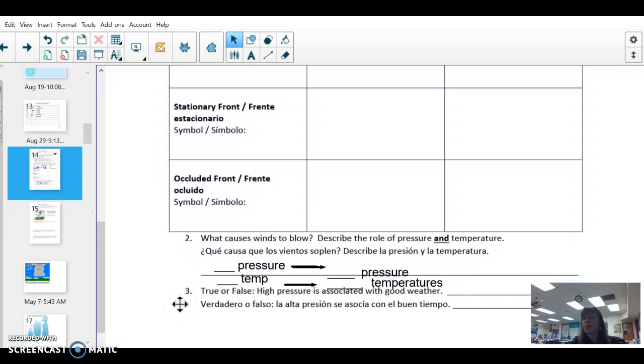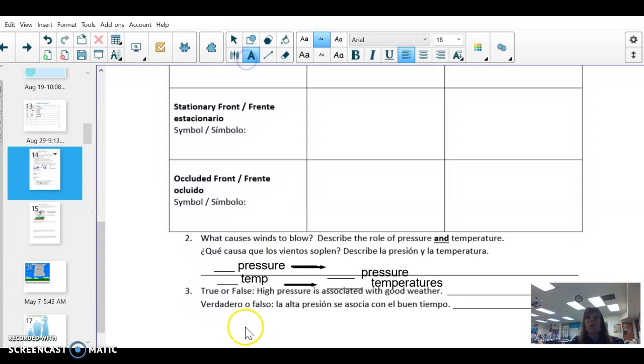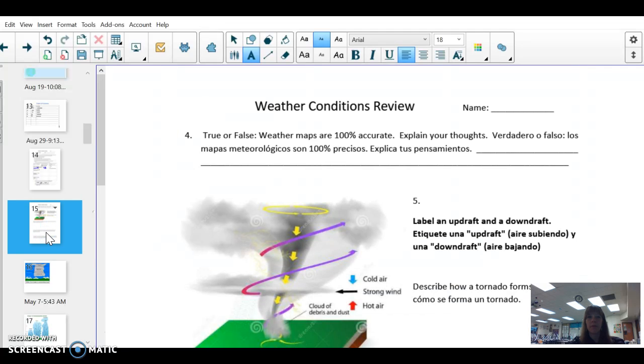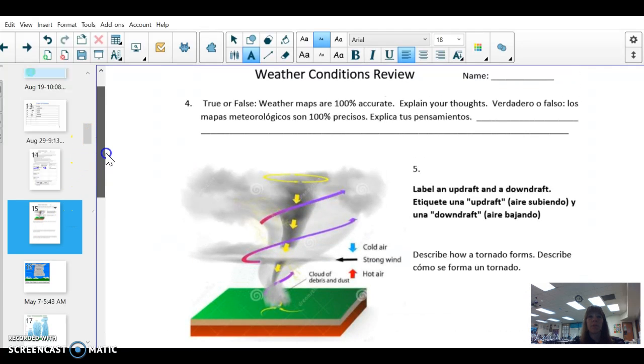Okay, try number 3. True or false, high pressure is associated with good weather. This is true, because remember, weather always moves from high to low. And so as a result, the weather is always moving away from the high. It's moving towards the low conditions. So as a result, you're going to have good weather in the high and bad weather in the low. Okay, let's go ahead, turn the paper over.